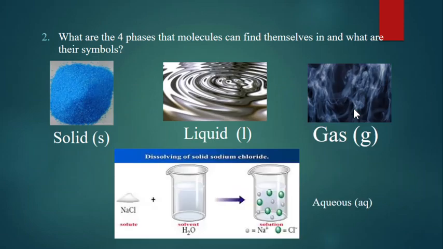Let's go through them. If you are a solid, we would abbreviate it S for solid. If you're a liquid, we would put a little L by you. If you're a gas, we would put a little G by you. And if you are dissolved in water, we would put AQ.